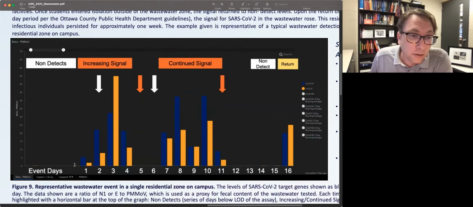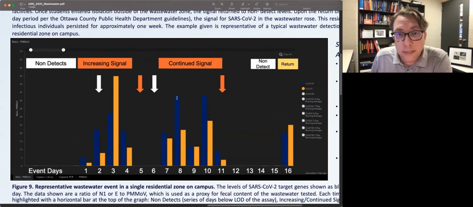You can see here it was a long run of non-detects for the virus in this zone, and then on day 1 of the event we started to see low signal. This began to increase. The white arrow indicates a decision point where we decided to increase testing inside that zone. We did not fully test the zone immediately because we weren't sure if this was going to work. You saw the signal continue to increase. The orange arrow indicates, from that testing that was instigated here, the identification of students and removal of students from those zones. However, the signal did not go away, and so we instigated a full test of the entire zone.